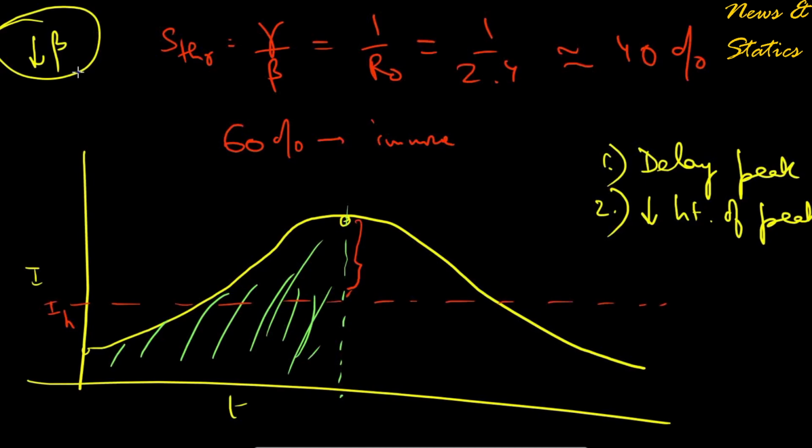So if we do decrease the value of beta, please try to understand in this graph what really happens. When beta is decreased, I already know that R naught is equal to beta upon gamma. So if my beta is reduced, then R naught, initially it was 2.4, now it might have become 1.7. So just a second, let me erase these things.